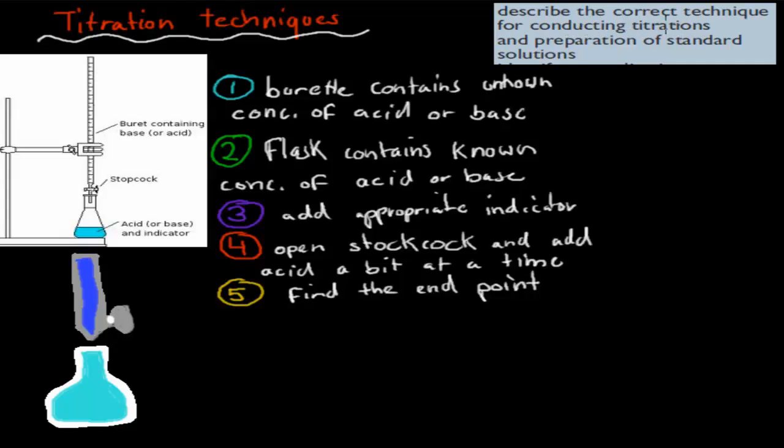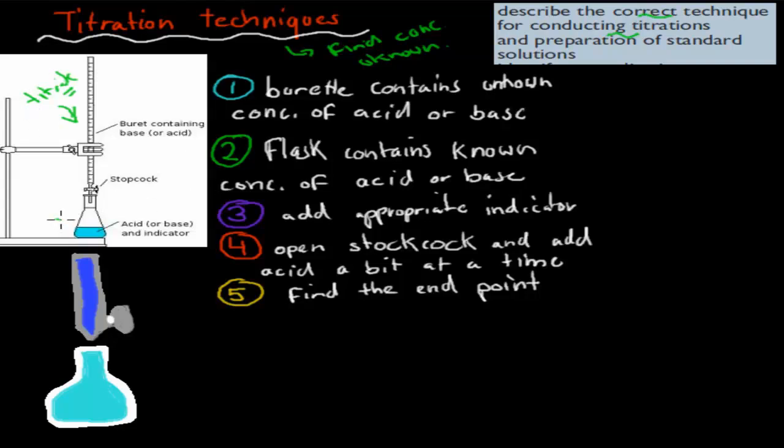Let's start with talking about the correct technique for conducting titrations. Let's describe the correct technique for conducting titrations. Now again, remember with titrations, the point of doing titrations is to find the concentration of our unknown acid or base. So whatever we're checking is the unknown acid or base. It's called our titrate. That's actually something you should remember. Our titrate is the word for the thing that we don't know the concentration of, the thing that we're checking.